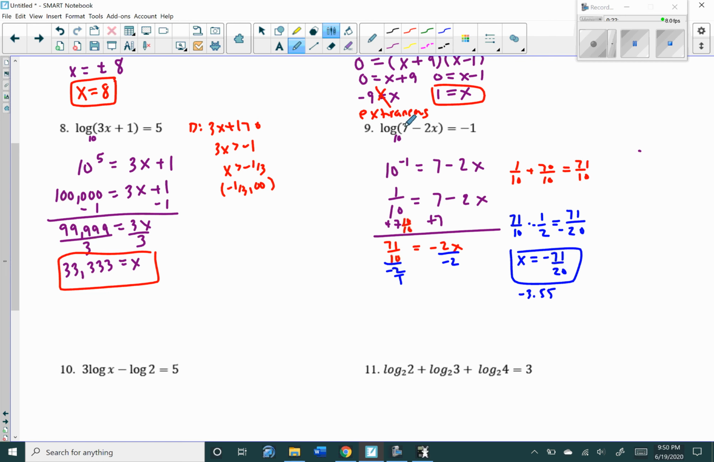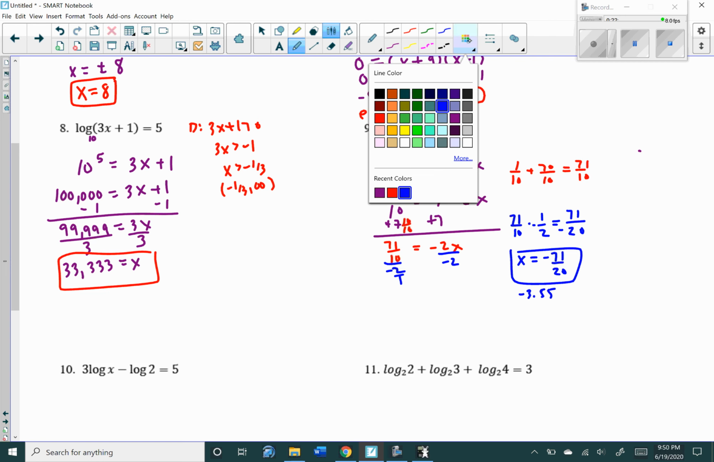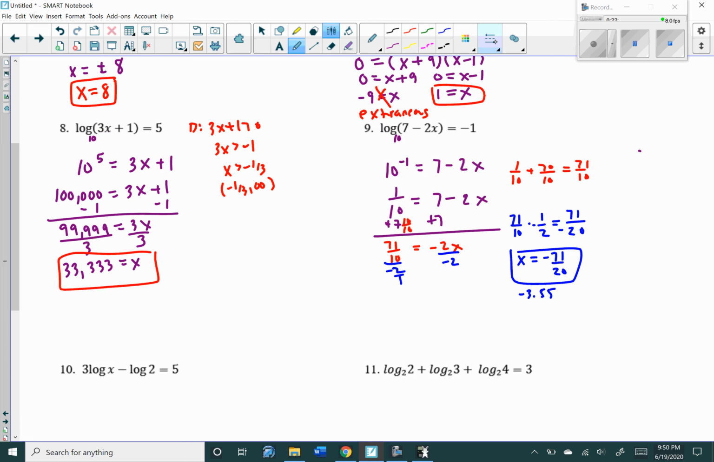So if I look at my domain here again, I can use what's inside of here. So for the domain, 7 minus 2x has to be greater than 0. So subtract the 7, -2x has to be greater than -7, divide by -2, which means we're dividing both sides of the inequality by a negative. So flip your inequality sign. -7 divided by -2 would be +7/2. So x has to be less than 7/2. And so, of course, this is less than 7/2, so it works for a solution, so it checks out.